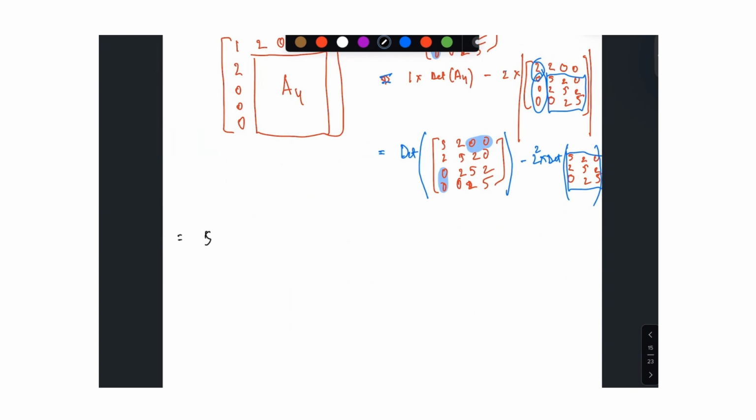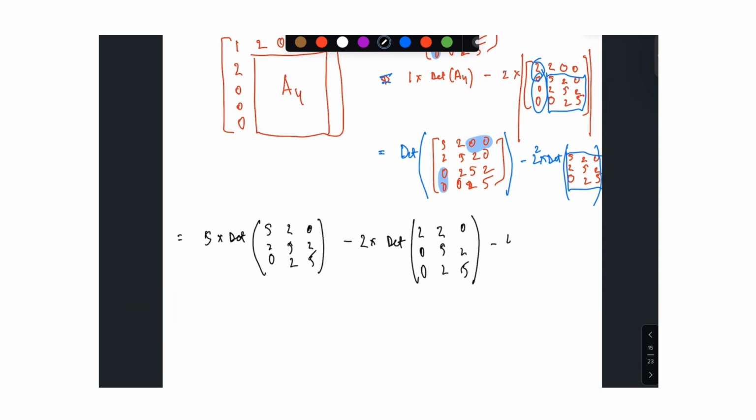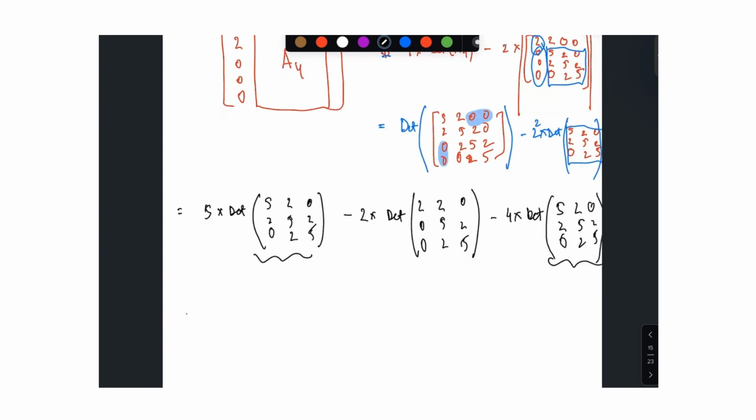So 5 into the determinant of 520, 252, 025, minus 2 into the determinant of 200, 252, 025, minus 4 into the determinant of 520, 252, 025. So you can see that these two are the same. Beautiful, right? And this reduces down, 4 and 4, 4 and 5 cancel, to the determinant of 520, 252, 025, minus 2 times the determinant of 200, 252, 025.